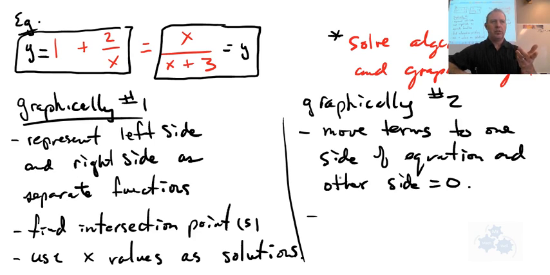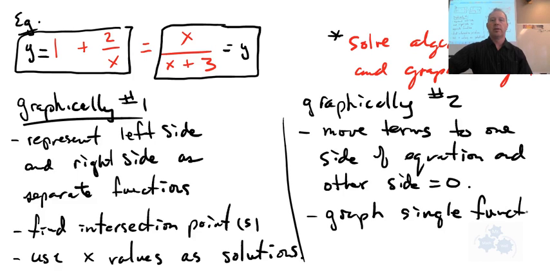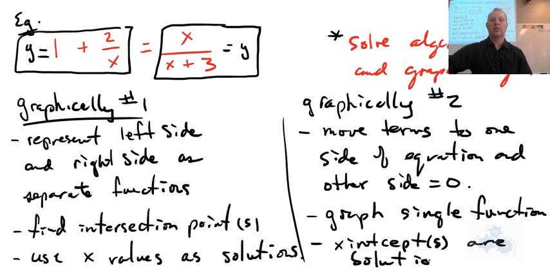then do you remember what we do here to solve for x graphically? If we do that, what are we looking for? Well, first of all, we're going to graph that function, graph the single function that we've now created, right? And what are we looking for? Very good. X-intercepts. So the x-intercept or intercepts are your solutions. So that's the two different graphing methods, which we'll do right now.